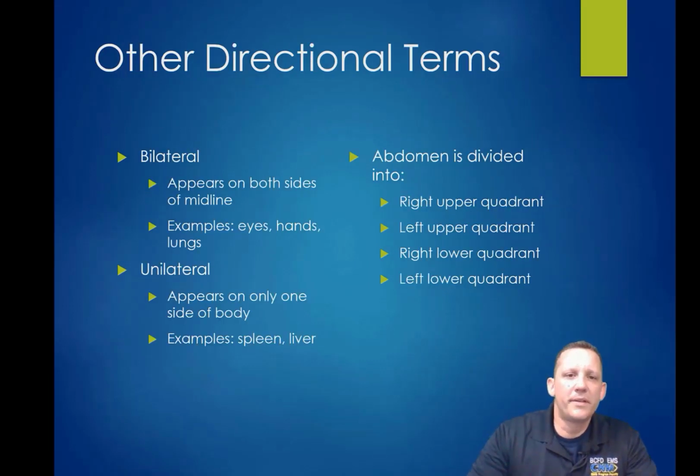Bilateral, meaning both. So that's going to be your left and right, right? So if we have somebody who we'll say has bilateral fractures to the forearms, that would be both arms, left and right. Or bilateral eye injuries, that would be left and right. Unilateral, meaning one side. So if somebody has a unilateral deformity to the upper extremity, that person is going to have one either on the left or the right, but it's not going to affect both.